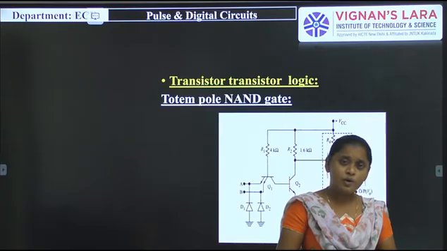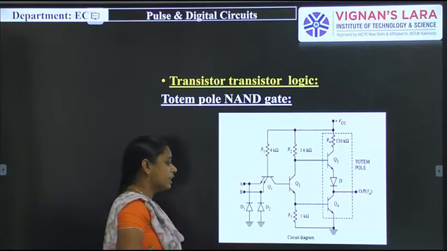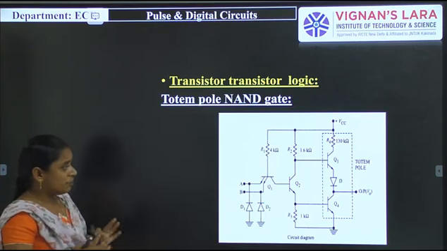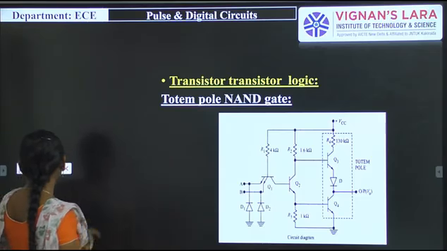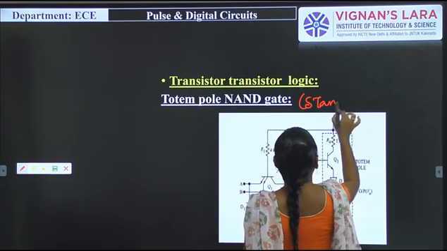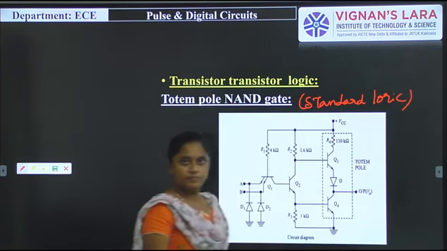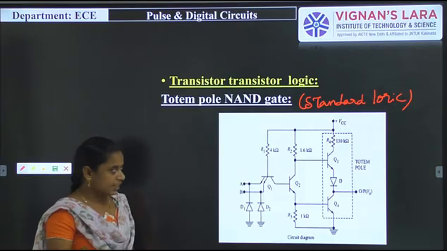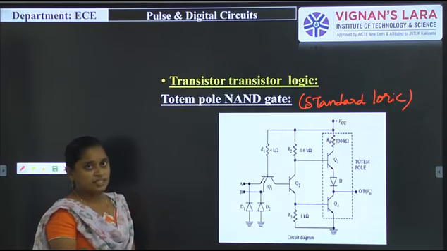Let us discuss one of the logic types, the totem pole NAND gate. This TTL family is known as standard TTL logic. This particular family is known as standard TTL logic, and it can be used for designing the NAND gate. This particular logic family is used for the design of the NAND gate.